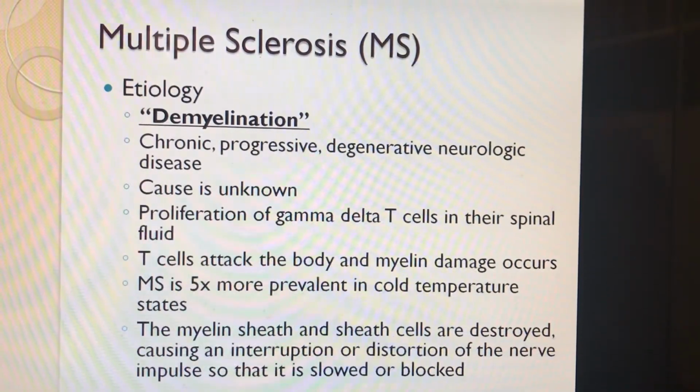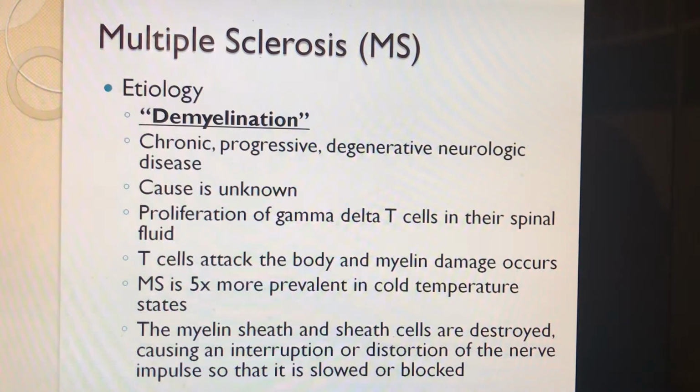Next, we have multiple sclerosis. This is known as demyelination. This is a chronic progressive degenerative neurologic disease. The cause is unknown. And this is where your T cells start to attack the body and myelin damage occurs. MS is 5 times more prevalent in cold temperature states. The myelin sheath and sheath cells are destroyed, causing an interruption or distortion of the nerve impulse so that it is slowed or blocked.